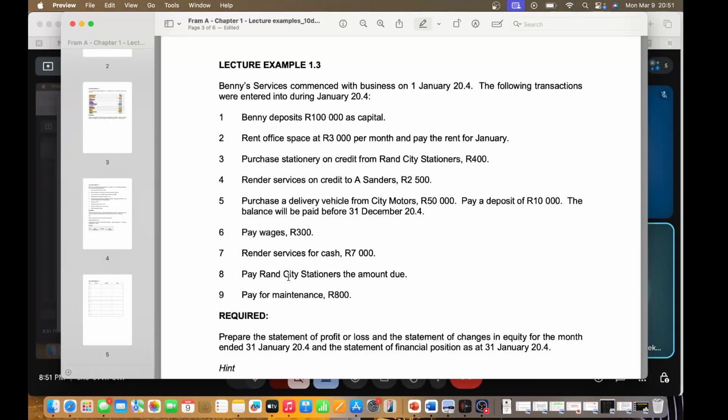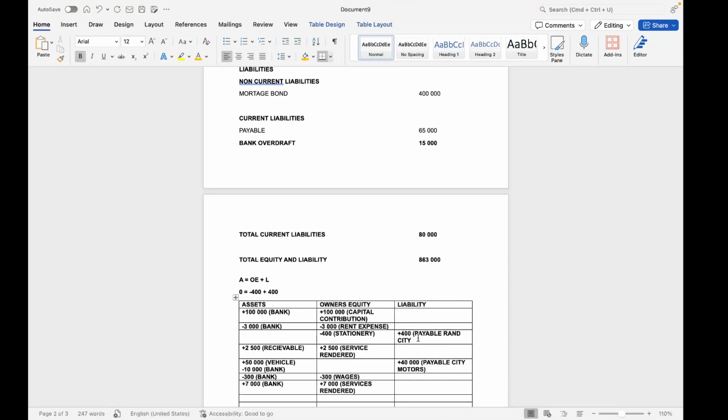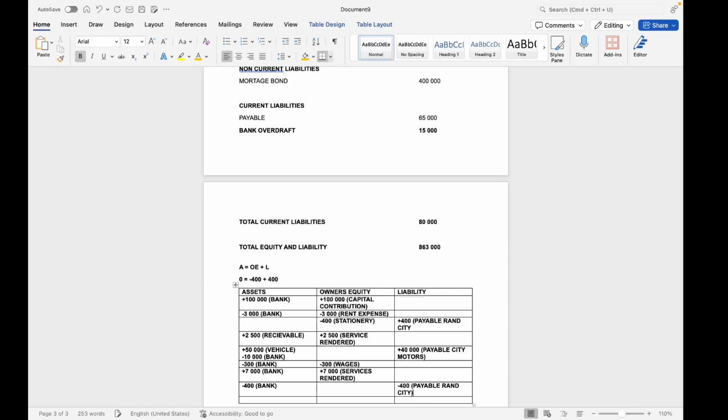Pay rent city stationaries the amount due. So we bought something on credit from our people, which we need to pay back. I think it was the stationery. Now that we're paying their stationery back, it's going to be minus 400 bank because we're actually paying them, and our liabilities are going to be minus 400 because we owe them less. Are we all good?